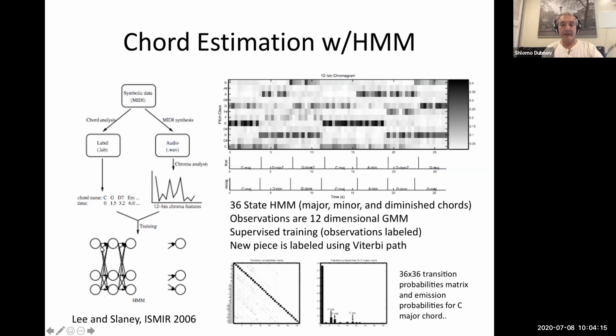And this is the trellis, basically how we unroll it and how we do the transcription. So I think it gives a very clear statistical model interpretation for the chord estimation problem.